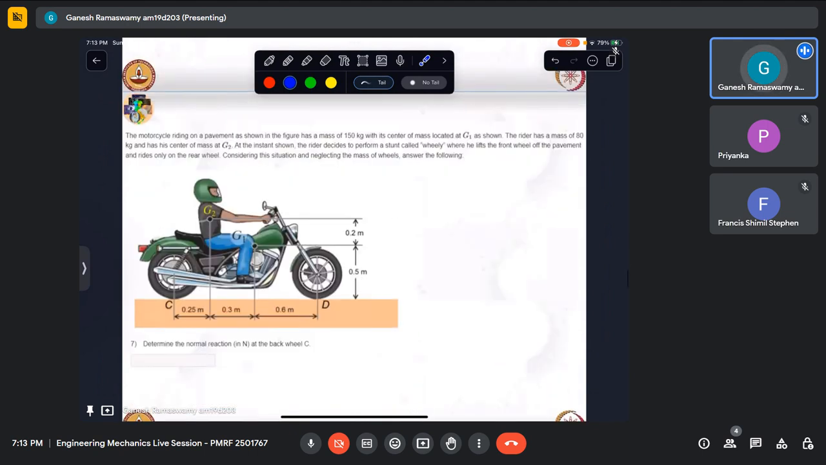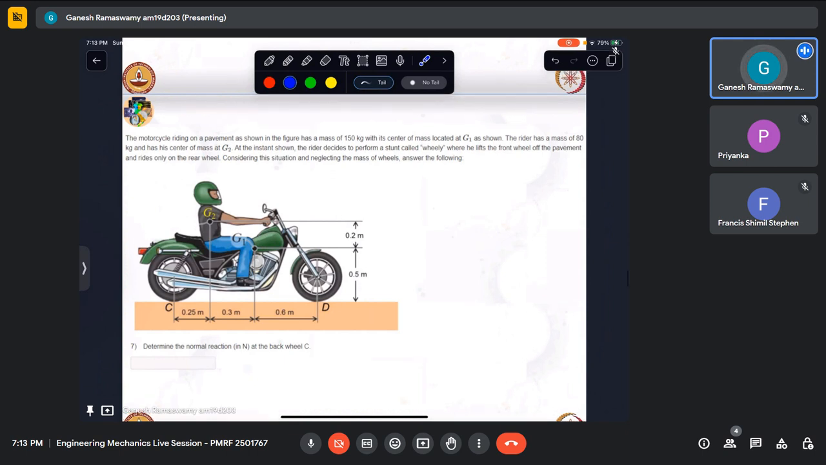Okay, let us look at this question. A motorcycle riding on a pavement, as shown in the figure, has a mass of 150 kg with its center of mass at G1. Where is G1? This is G1. This is the mass of the bike. The rider has a mass of 80 kg and has his center of mass at G2.